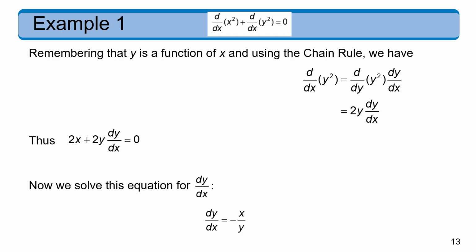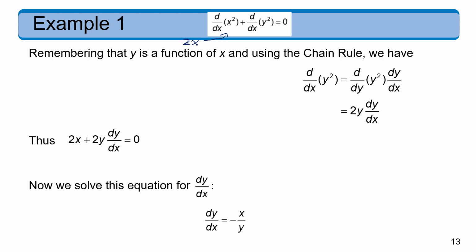Up at the top, I've copied where we left off on the previous slide. So we have these two derivatives to compute. The first one is very simple, right? Just use the power rule to take the derivative of x squared with respect to x, and we get 2x.